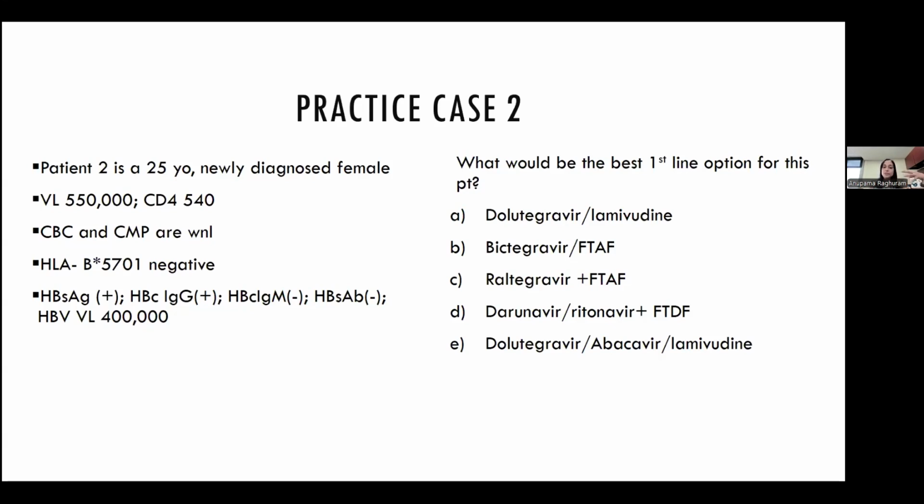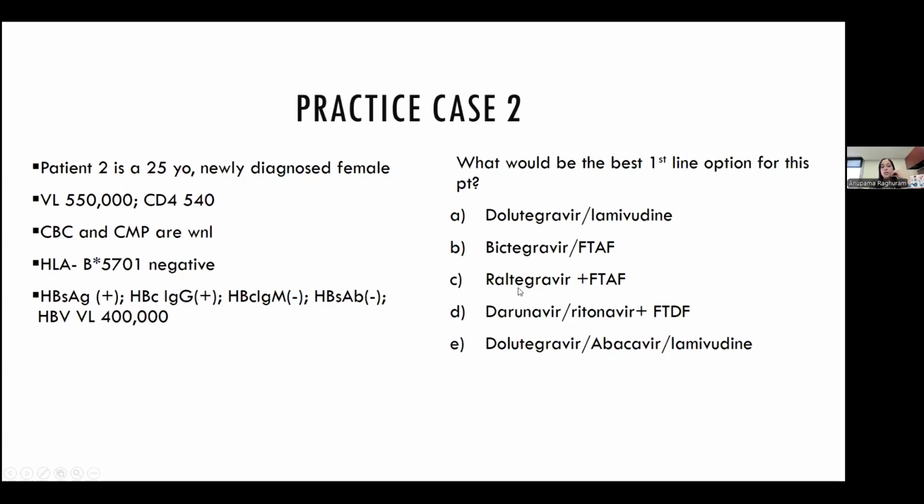So let's do our elimination game, right? So first of all, two-drug regimen here, dolutegravir and lamivudine. Can you use it with a viral load that's over 500,000? No. Can you use it with hepatitis B? No. So that's a double whammy. That one is not an option.